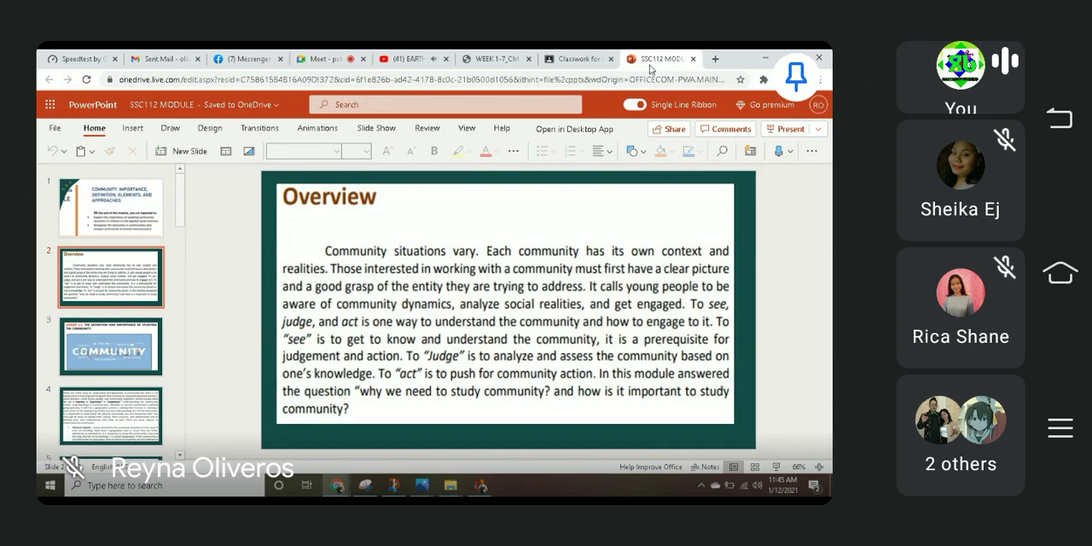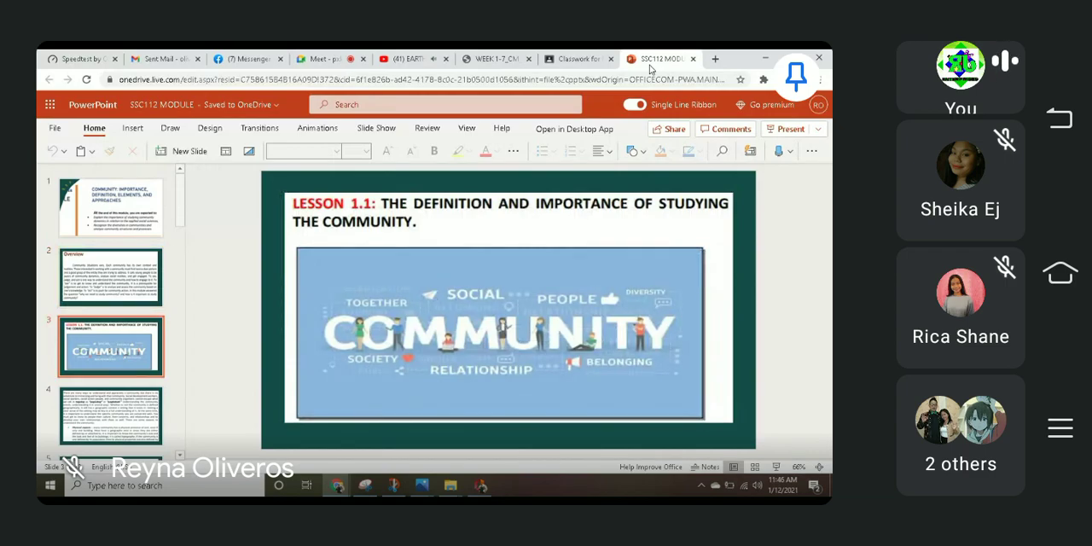Kailangan bago nila i-conduct yung kanilang community service, dapat naiintindihan muna nila kung anong meron sa community, at the same time yung prerequisite for the judgment and action when it comes to conducting their activities in that area. So, bakit daw kailangan nating pag-aralan ang community? And how is it important to study the community? So, for lesson 101, the definition and importance of studying community.